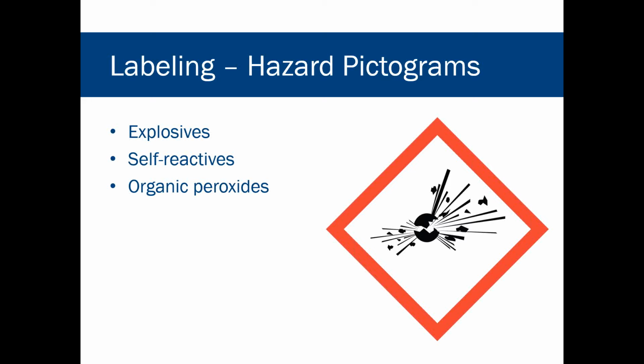The other one is organic peroxides. An example of this is methyl ethyl ketone peroxide, a chemical that is used in the manufacture of polyesters and fiberglass reinforced plastic.